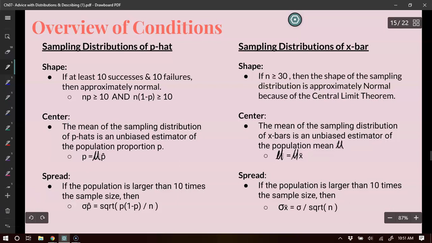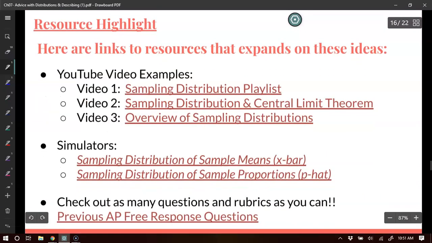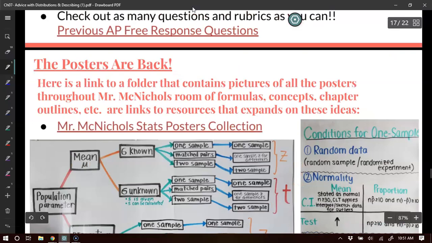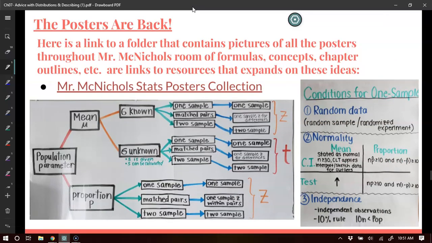And one thing that's really nice as well is we put in a lot of resources for this. You have 3 videos linked on here. You have the 2 links to the simulators, and you have the free response index that we've been looking at for the Google spreadsheet. Also, we have updated tons of resources on our Schoology courses. We put a folder with the posters. So we have all the posters from Mr. Manickel's room. We have them as pictures inside a folder. You can take a look at it.